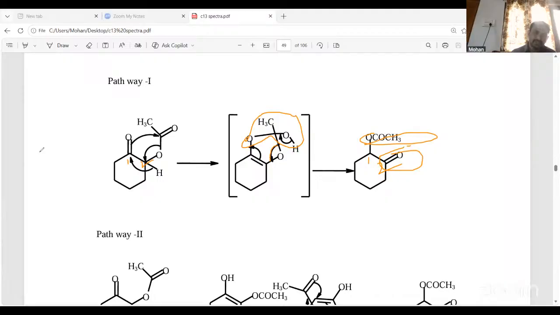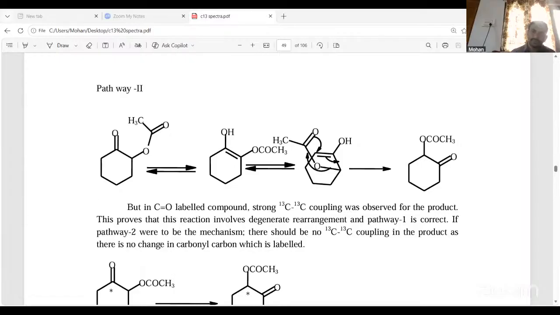Now we'll see another pathway. This is pathway one; we proposed the pathways here. Next, pathway two. So in pathway two, what is happening here? So here is a proton, right? This proton is shifting towards this carbonyl.